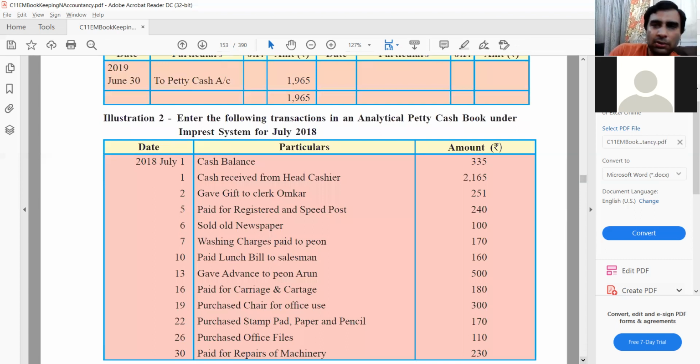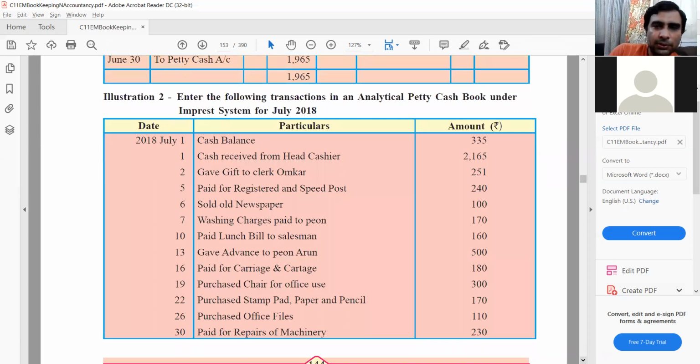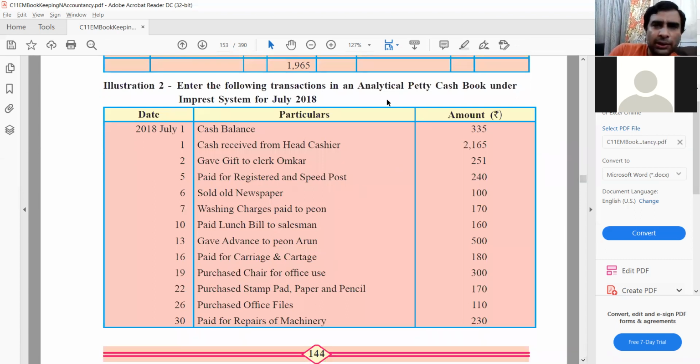Illustration 2, we will go over this very quickly. So analytical column petty cash book they want. Left hand side first column is cash inward, and then the narration and ledger folio voucher number, and then respective columns. So cash balance: balance brought forward. Then next is cash received from head cashier.